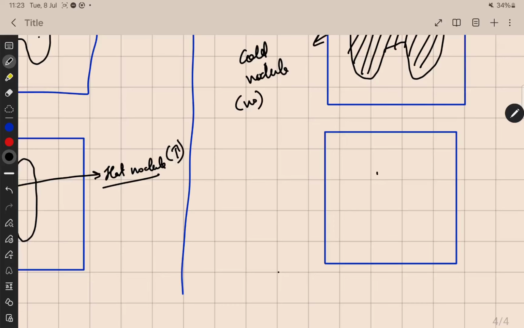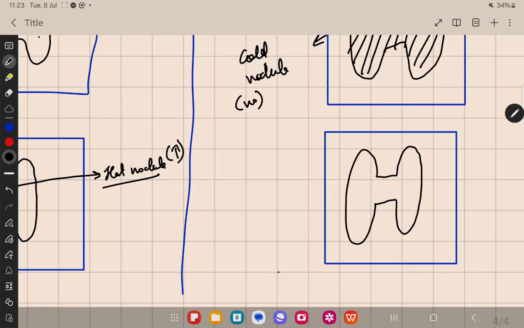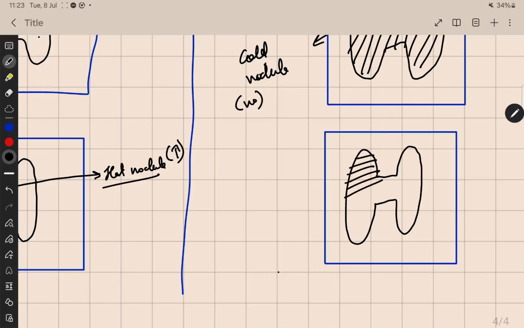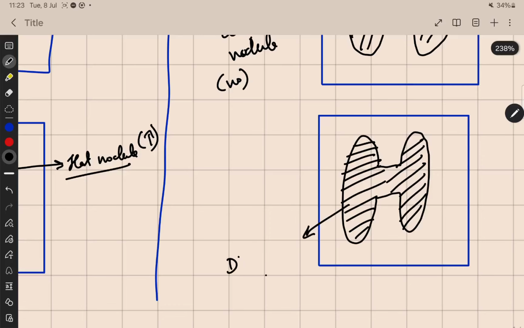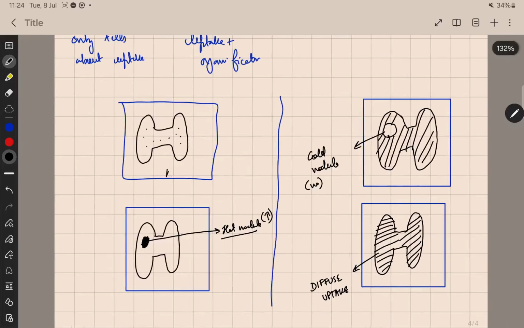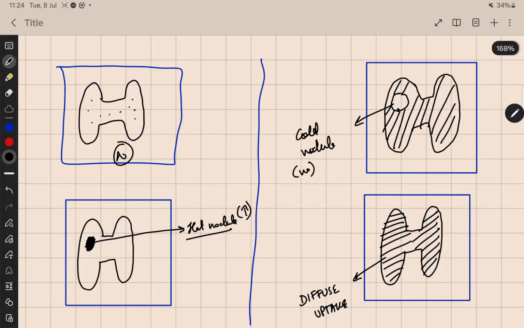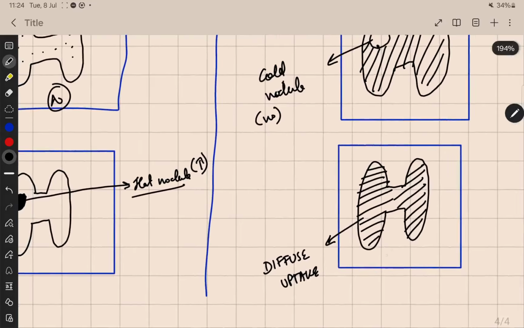While in case of Graves' disease, there is primary thyrotoxicosis, there will be diffuse uptake of that isotope. There will neither be any hot nodule or cold nodule. There will be diffuse uptake of this isotope. So if you see, this is a normal gland, this is a cold nodule, this is a hot nodule, and this is a diffuse uptake, that is in the case of Graves' disease.